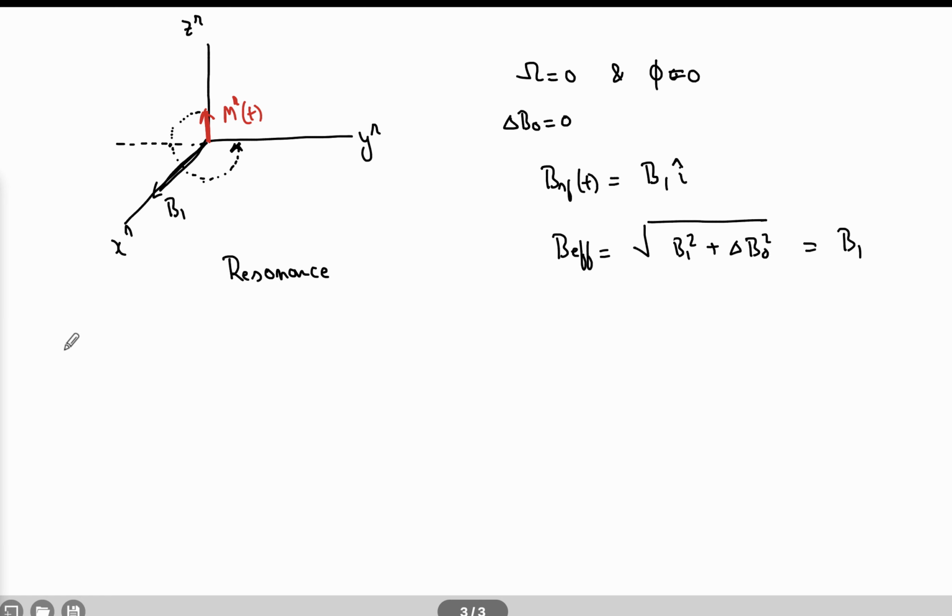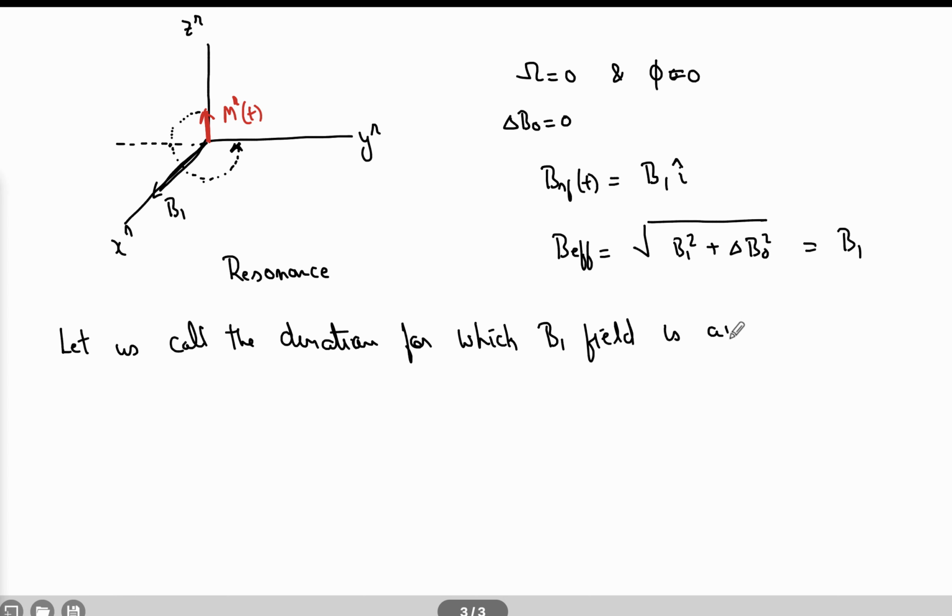Okay, now let us call the duration for which the B1 field is applied as tau p. Okay, later on we'll see that this is also called the pulse length. So this is the duration during which the B1 field is applied.